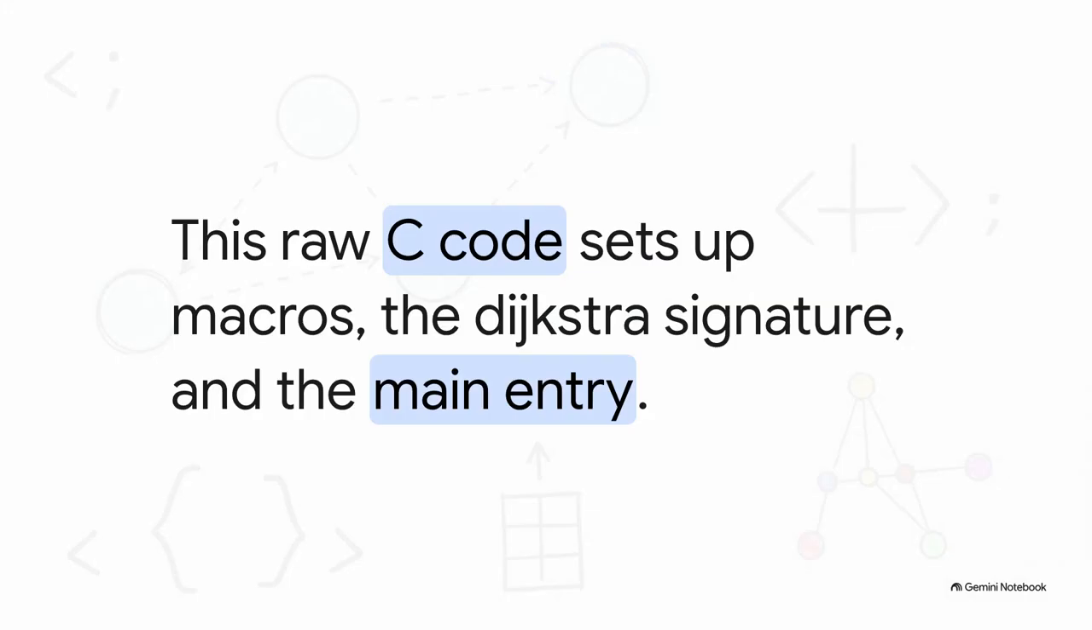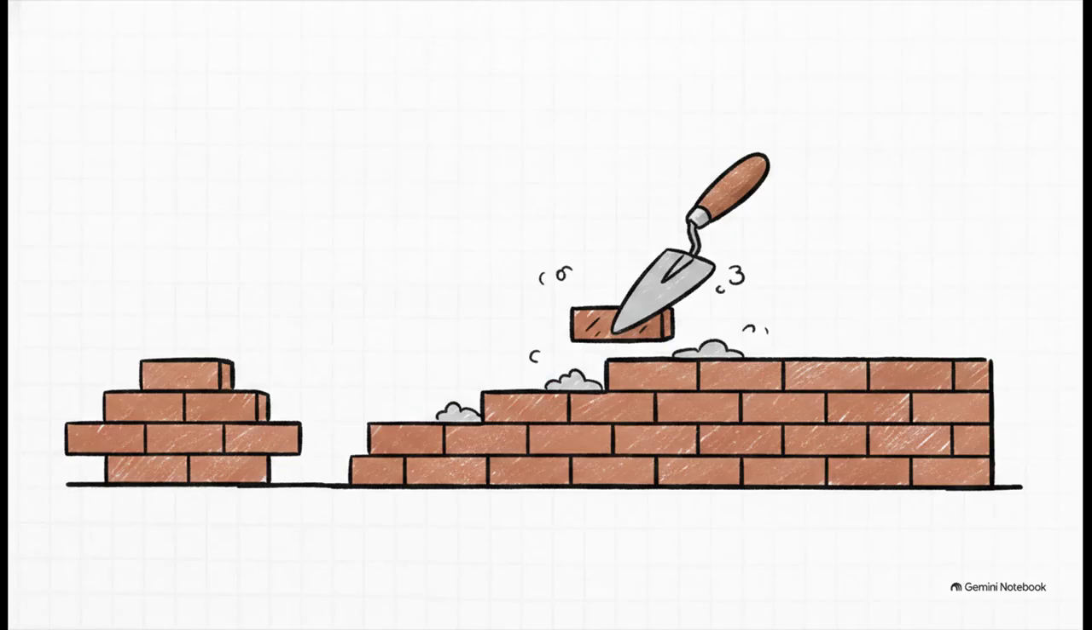Take a look at this raw C code snippet featuring include standard I/O, our macros, the Dijkstra signature, and the main entry. This 6-line block of C code might look a bit intimidating at a glance, but it's really just an elegant, carefully prepared architect's blueprint for the Dijkstra algorithm. It's the skeleton. Everything that follows, all those miraculous calculations, relies entirely on how these specific lines are structured and defined. Moving on to the code foundation, let's start right at the top and work our way down line by line to see exactly how we build this architecture from the ground up.